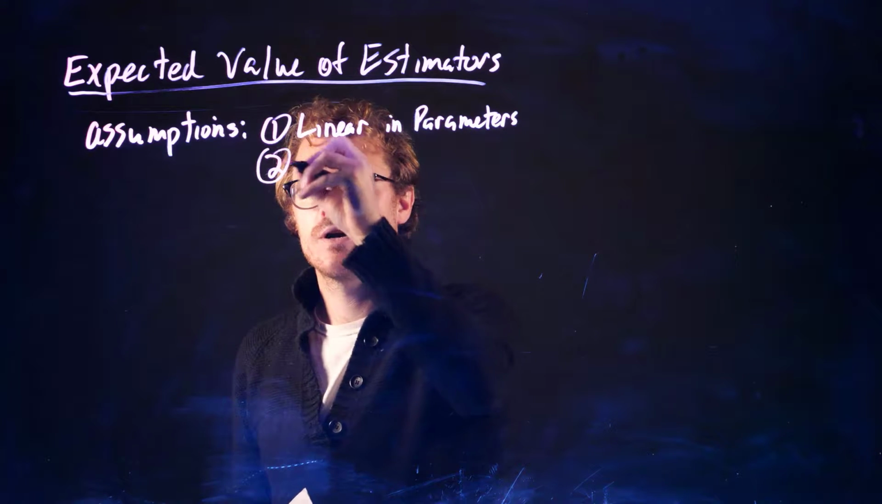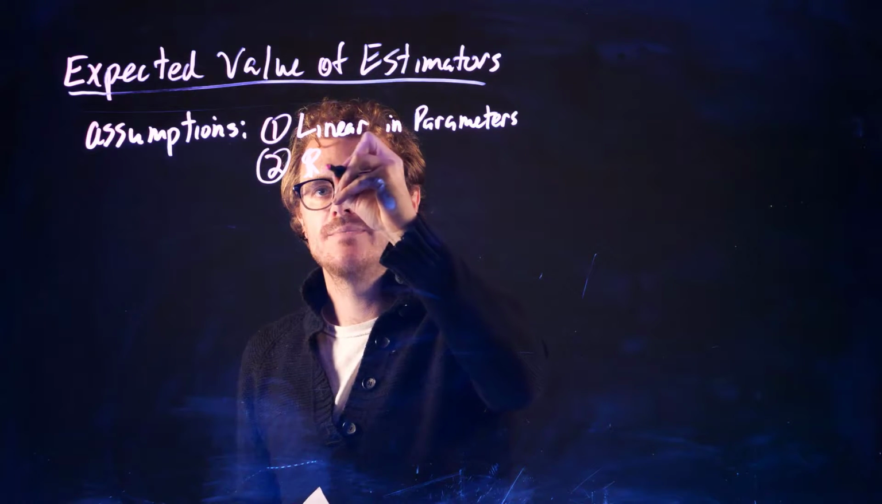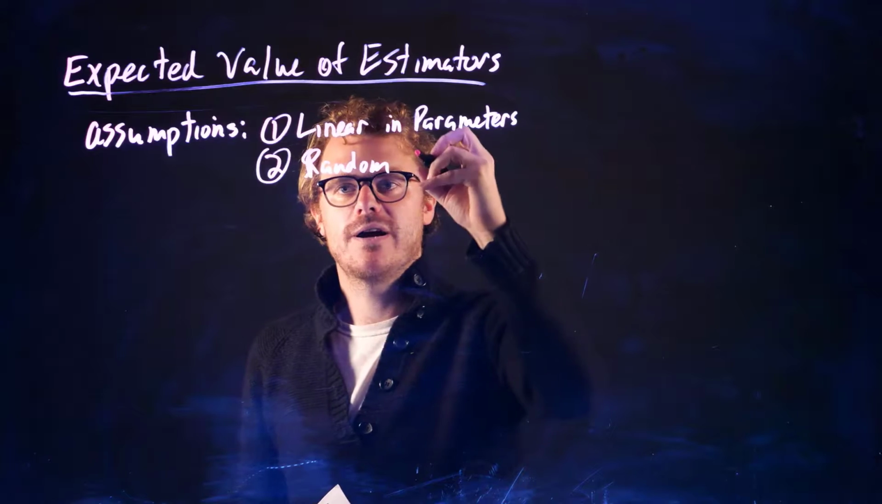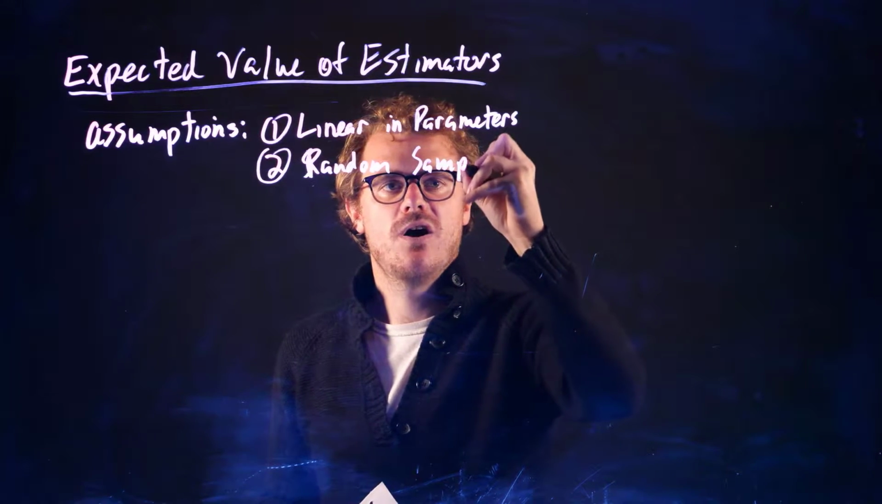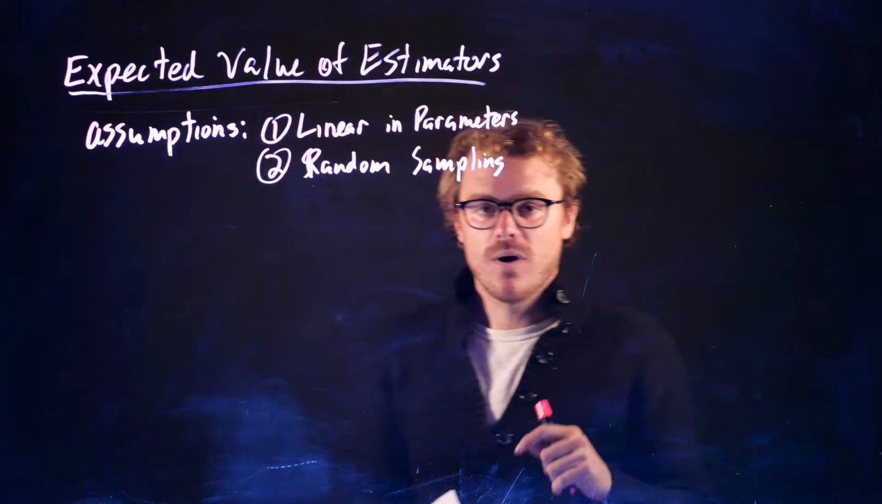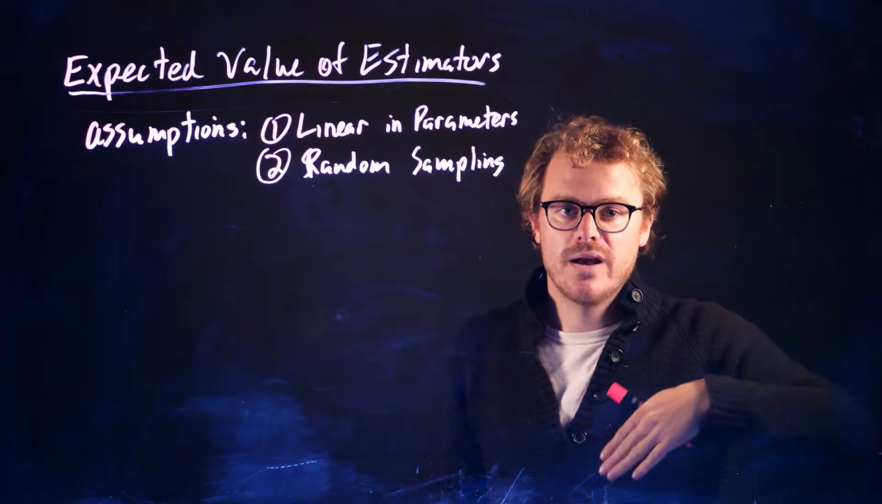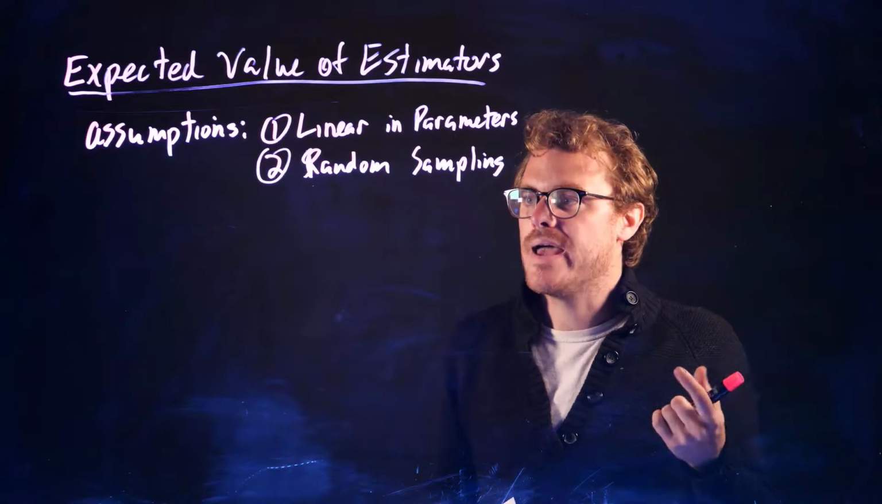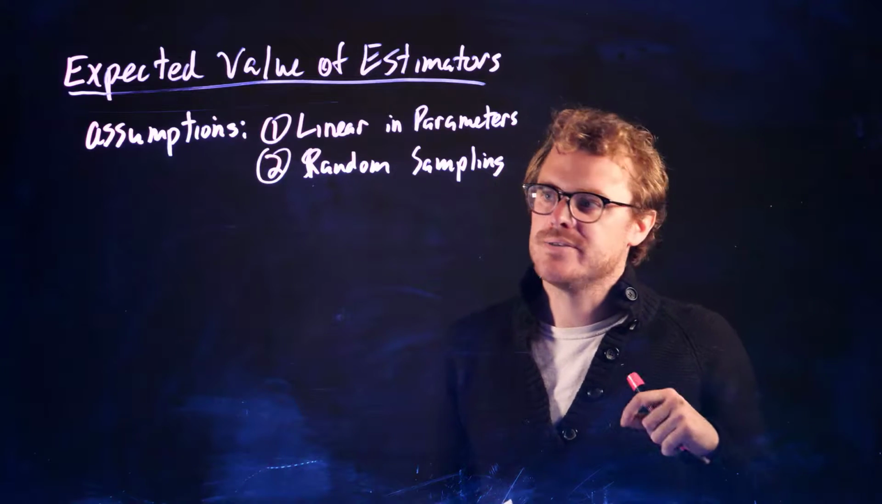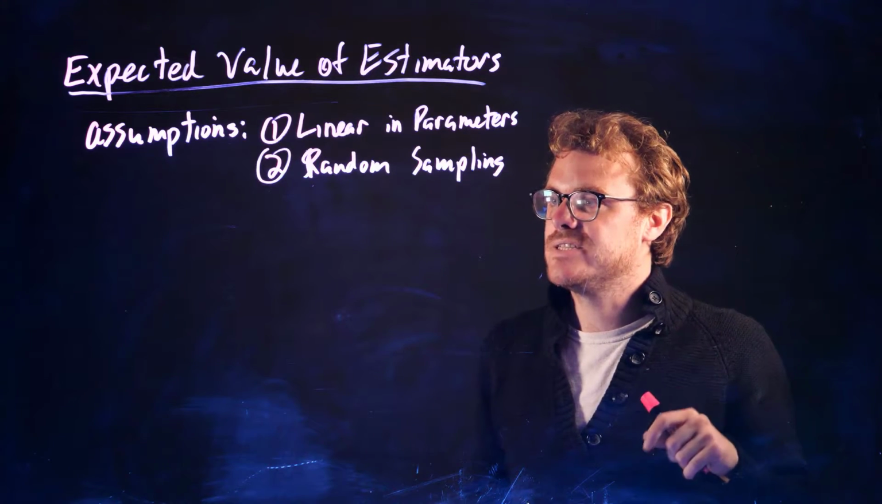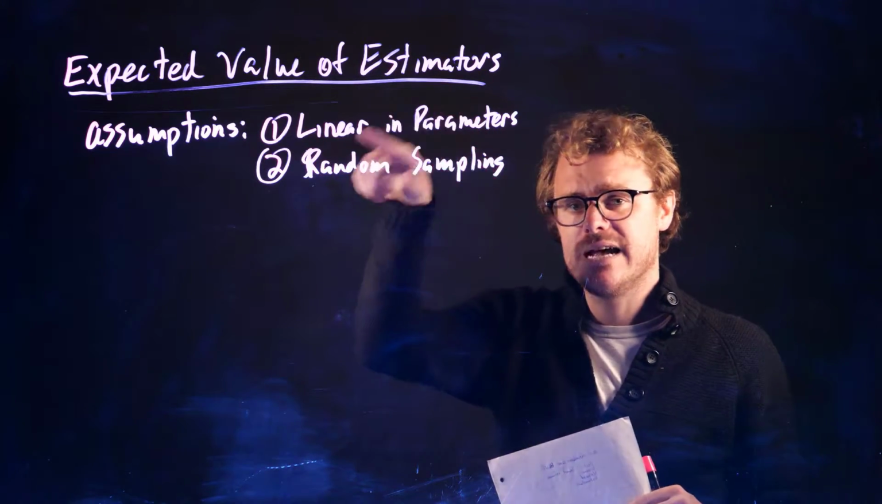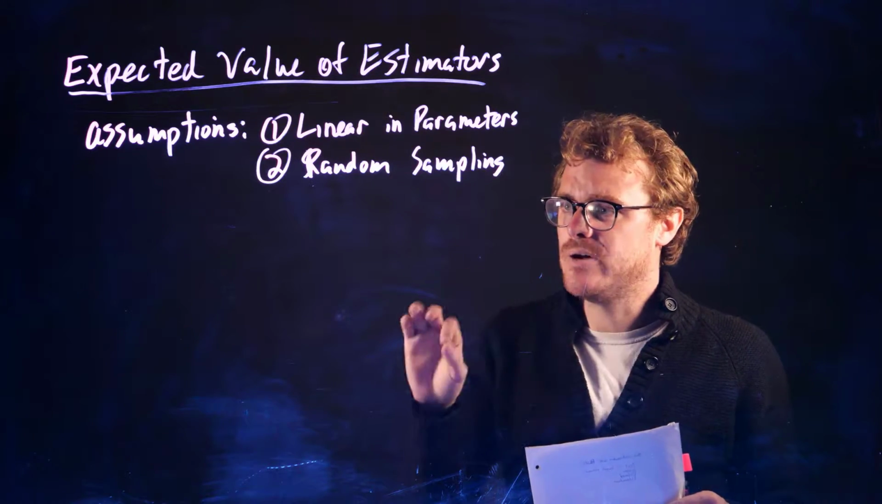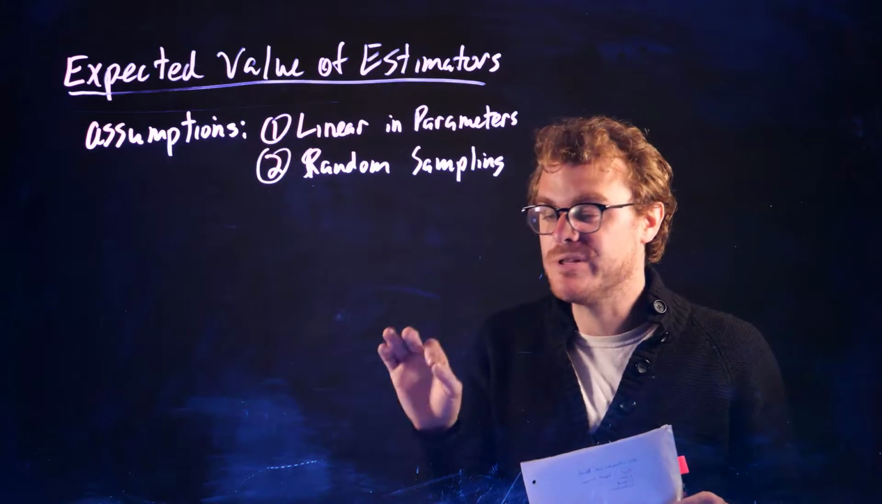The second thing we're going to assume is random sampling, just like simple regression. So we're assuming all the x's, so x1 to xk, as well as the y, are IID draws. So they're independent and identically distributed, and we're getting our sample randomly. Our sampling is random.